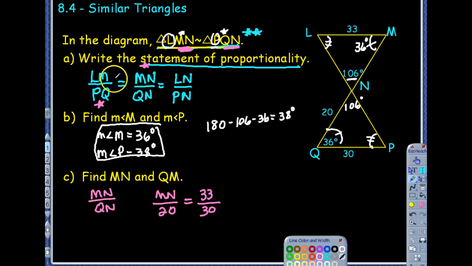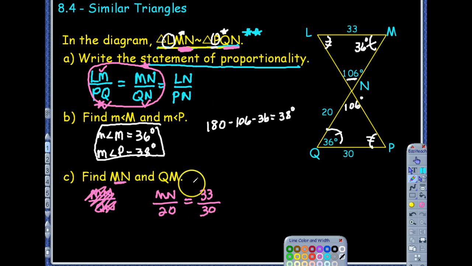Now notice, that's why the statement of proportionality is convenient: you're not going to use this whole entire statement. You're going to use two of the ratios. And the two that she chose were these two, because we know LM, we know PQ, we know QN. So our unknown, which they're asking us to find, MN, we can use a proportion that way. So we're essentially using that part of the statement there.